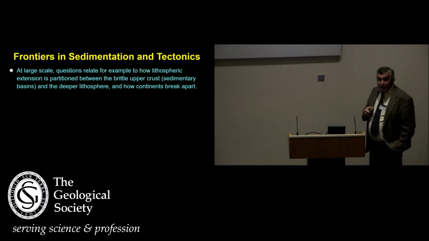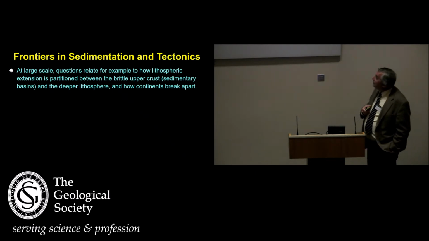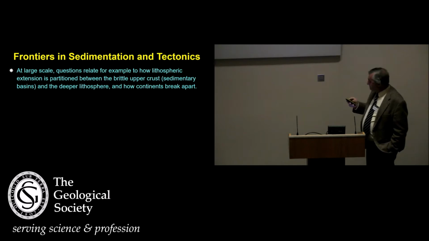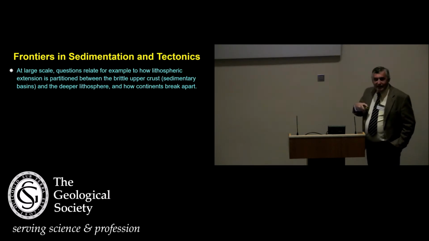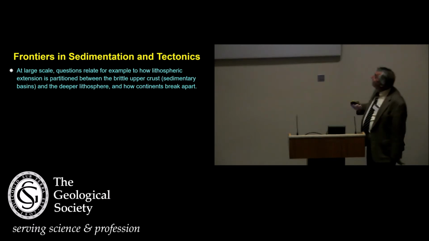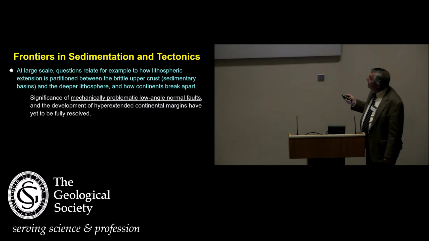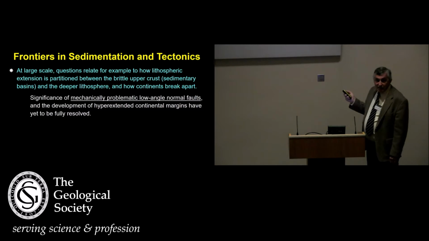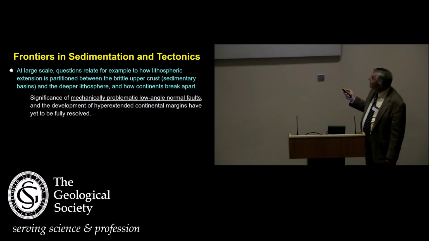Okay, so where are the frontiers, the second half? Where are the frontiers of where we're heading here? At a large scale, the questions have to do with things like how the extension of the lithosphere is partitioned between the crust as a whole and the top part, the sedimentary basins. And the stratigraphy gives you information about that. And particularly problematic is this whole business of low-angle normal faults, which American geologists don't seem to care about very much, even though they don't have a mechanism. The European geologists seem to be much more open to talking about it.